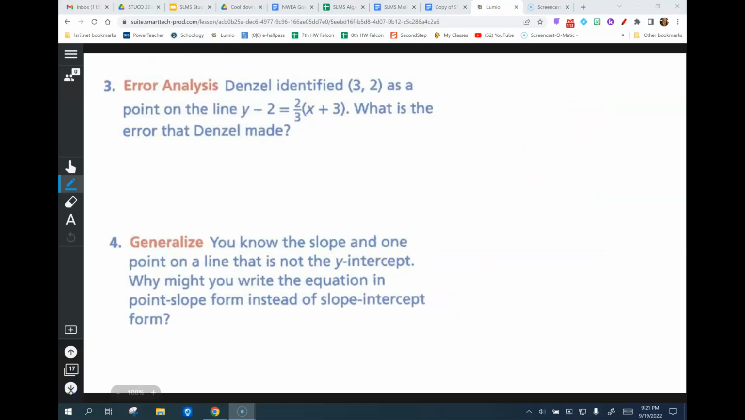I like when we do error analysis. This is good for our brain. Danzel identified 3, 2 as a point on the line y minus 2 is equal to 2/3 times x plus 3. What is the error that Danzel made?